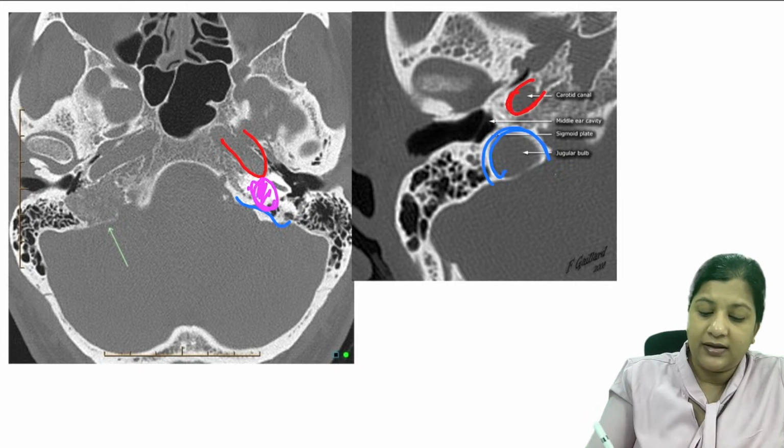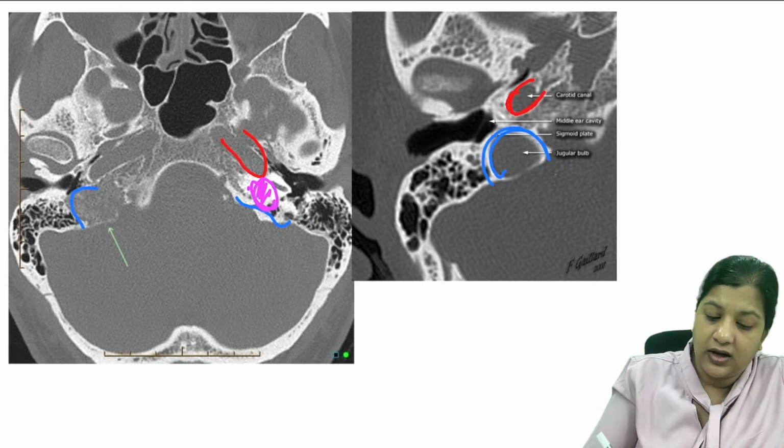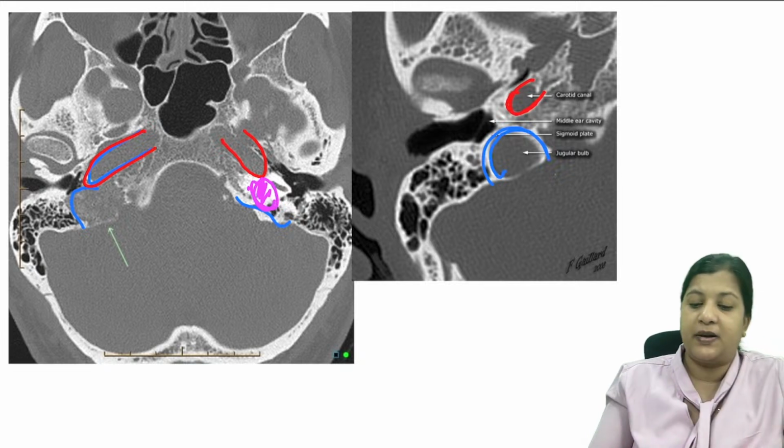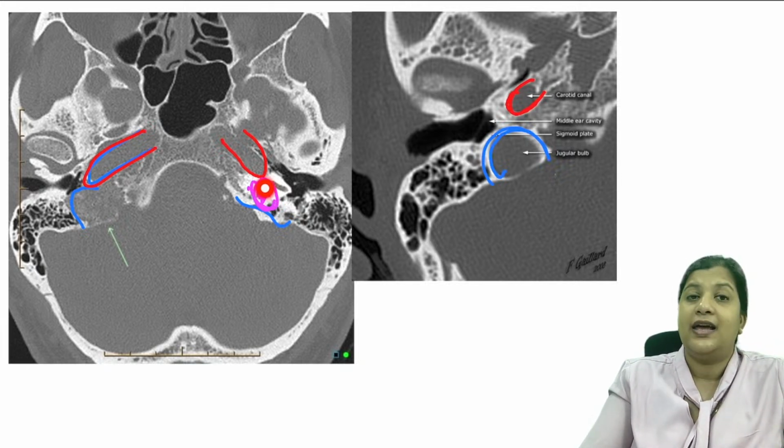Yes, but look at this image. This is your jugular, this is your carotid. Do you see that the bone is present? What you are seeing here, is this bone present or is it eroded? It is eroded. So what do we say here?